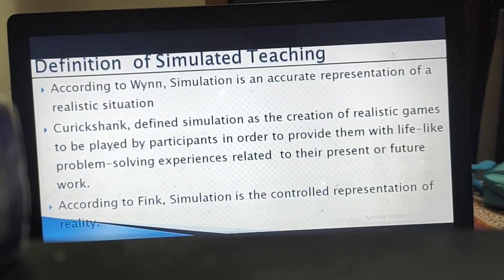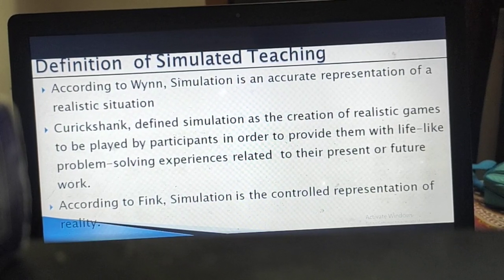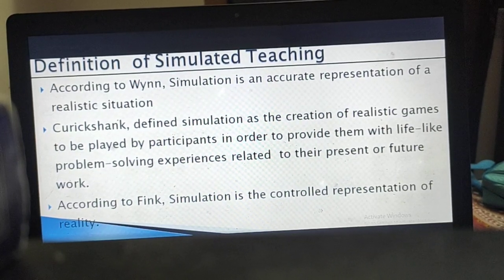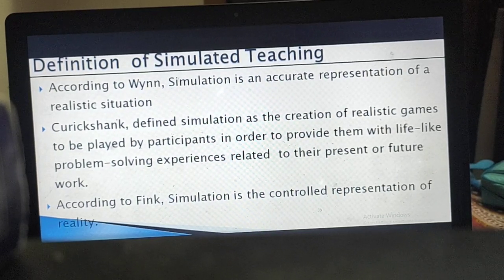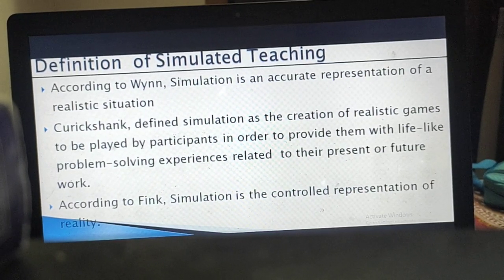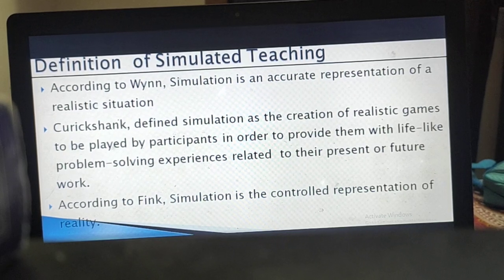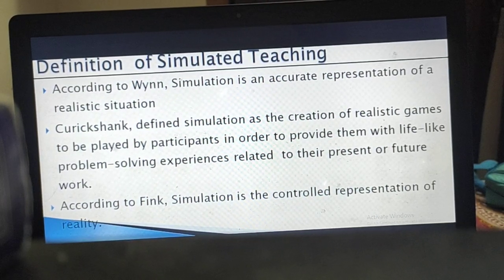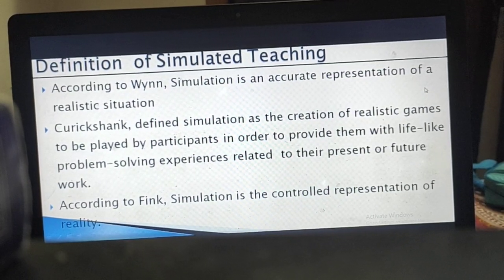Some definitions are provided by educationalists. According to one, simulation is an accurate representation of a realistic situation. Kurik Sainik defined simulation as the creation of realistic games to be played by participants in order to provide them with lifelike problem-solving experience related to their present or future work. According to Frink, simulation is a controlled representation of reality.